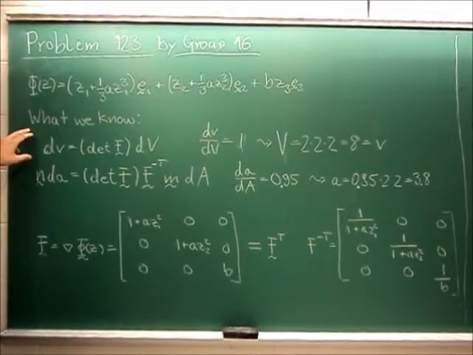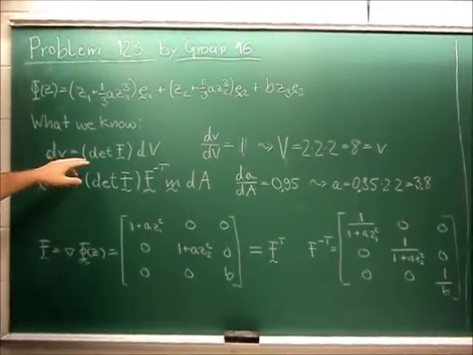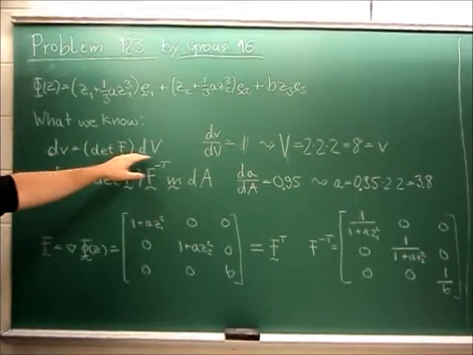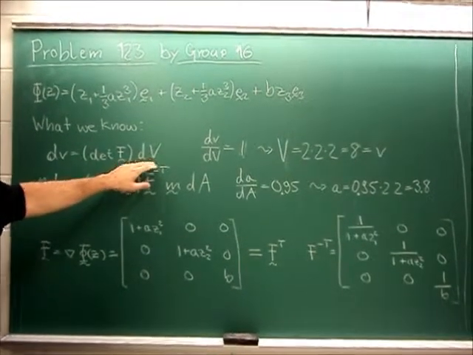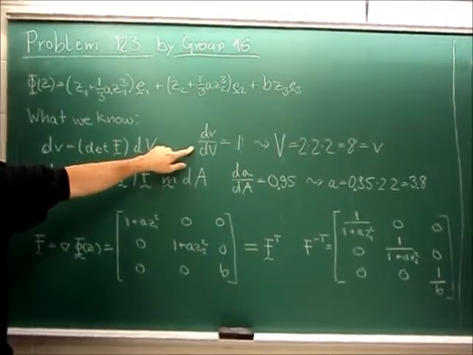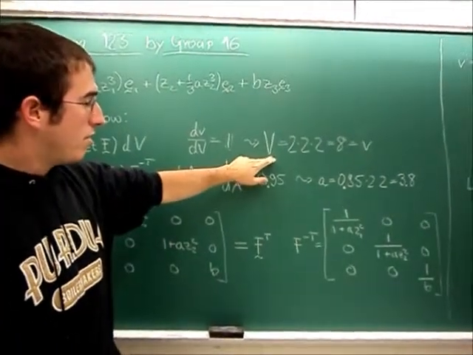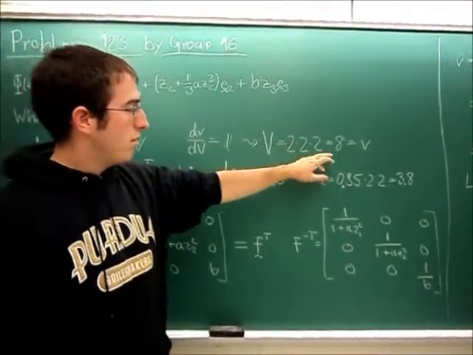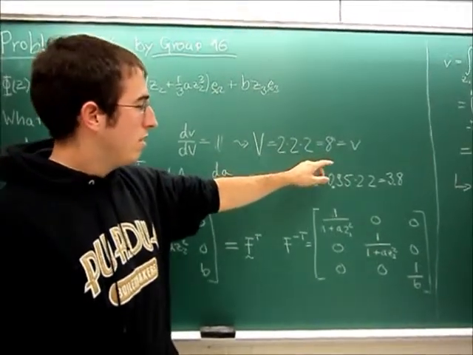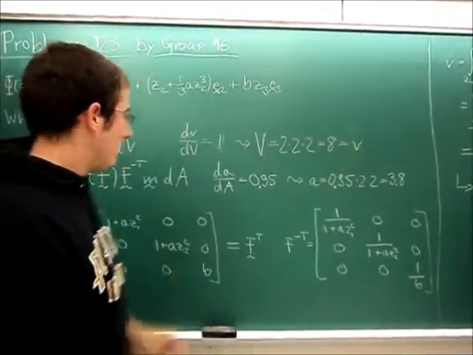We know that dV equals the determinant of F times the undeformed volume. We were given that this ratio is 1, and our undeformed volume is the 2 by 2 by 2, which is 8 units cubed. So that will be our new volume as well.